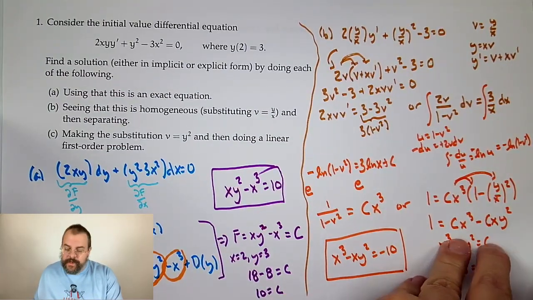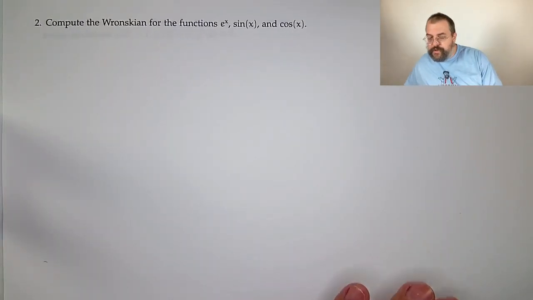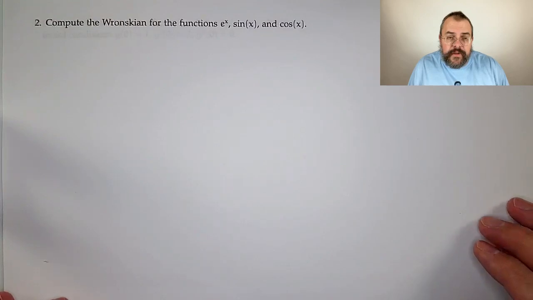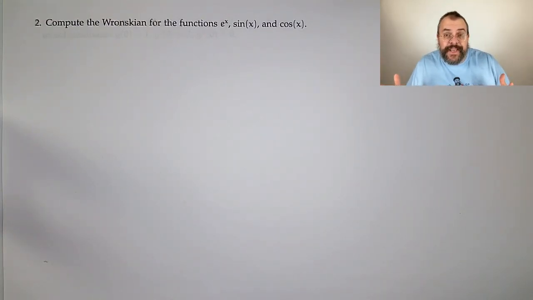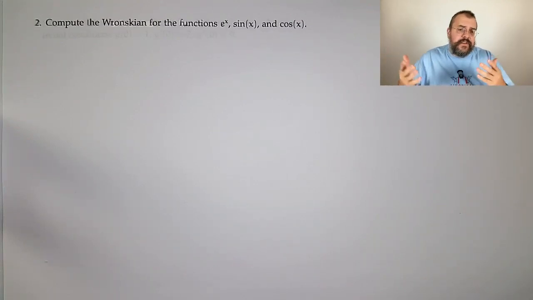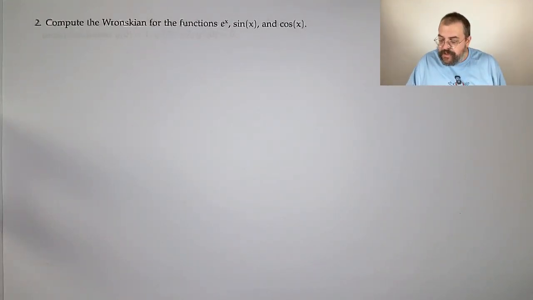Okay, let's move on, if we can, to number 2. And this one seems pretty straightforward. No big surprises. It's about the Wronskian. So the Wronskian is a tool, and it's related to linear independence. In this case, it just says, compute it. We don't even have to make any conclusions. It just says, do the computation. So this is a good chance for us to review how we do Wronskians.